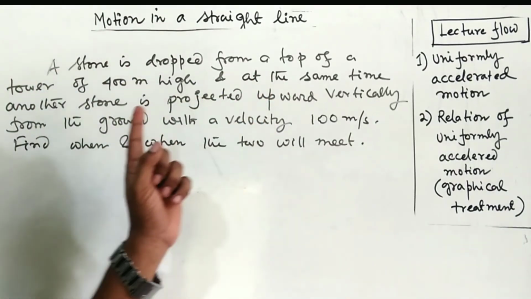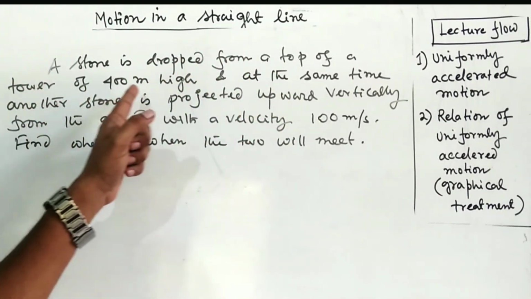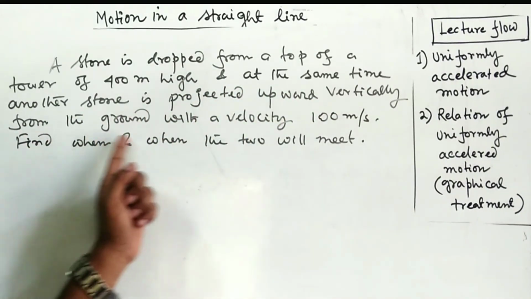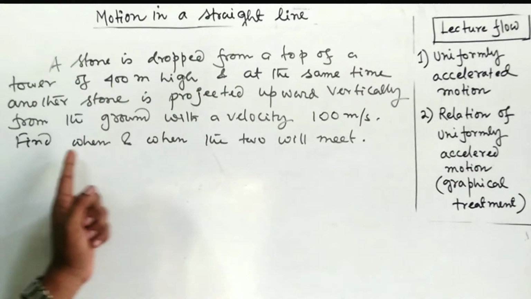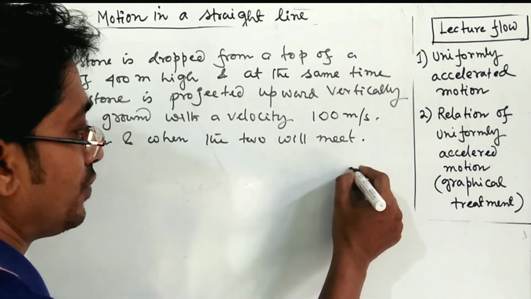Okay, now there is a numerical problem according to this chapter. A stone is dropped from the top of a tower 400 meter high, and at the same time another stone is projected upward vertically from the ground with a velocity of 100 meter per second. Find when and where the two will meet. So for that you have to draw one figure.